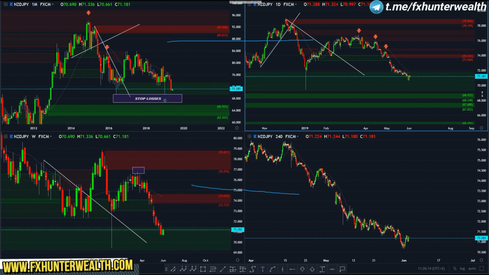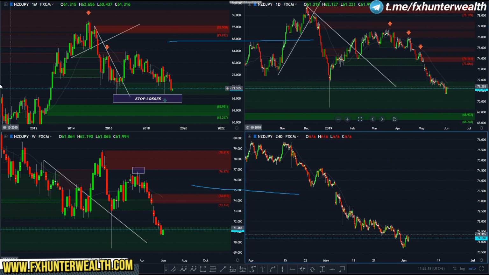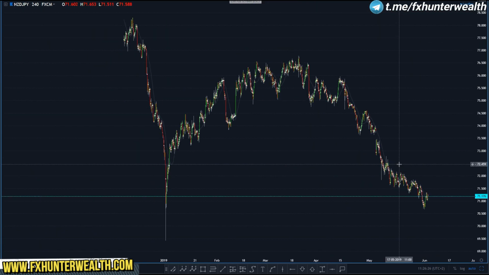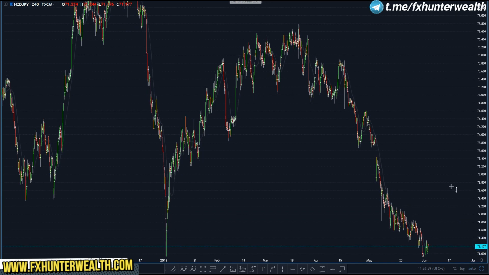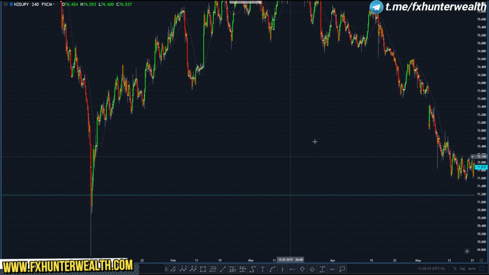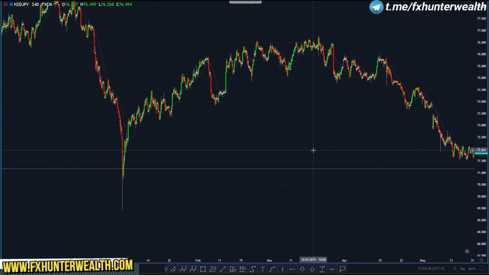Okay, so let's check right now the 4 hours chart. It will be this one, which will be this one. So what is going on here on this 4 hours chart? I will not do more levels as I did on the other time frames, because 4 hours levels are not so strong for me.